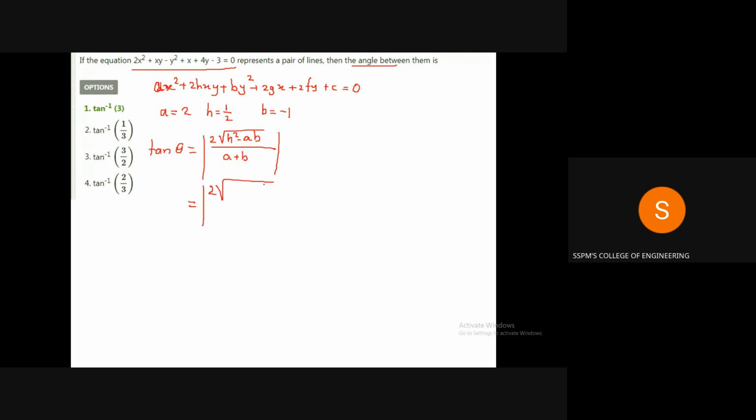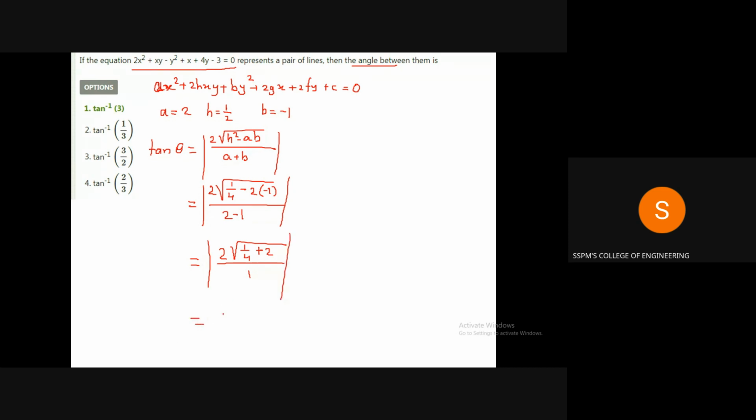Now we will substitute all the values. 2 into root, what is h? h is half, so half square is 1 by 4, minus ab. a is 2 into b is minus 1, divided by a plus b, which is 2 minus 1. Now we will solve this. 2 into root of 1 by 4 minus 2 into minus 1 will become 1 by 4 plus 2, divided by 2 minus 1, which is 1.